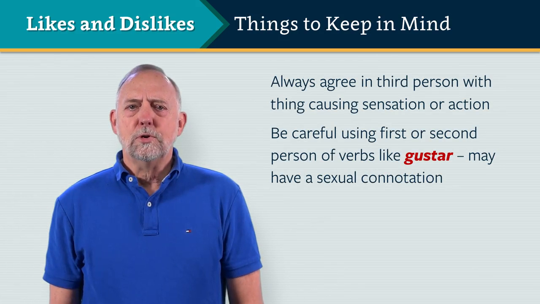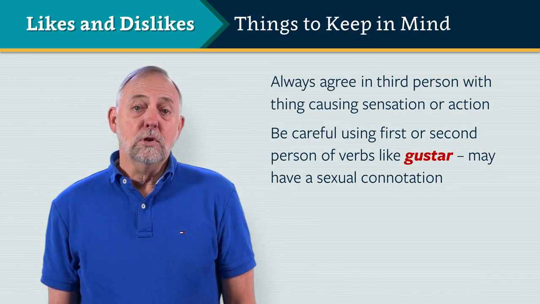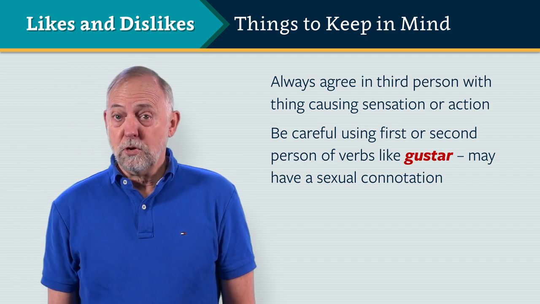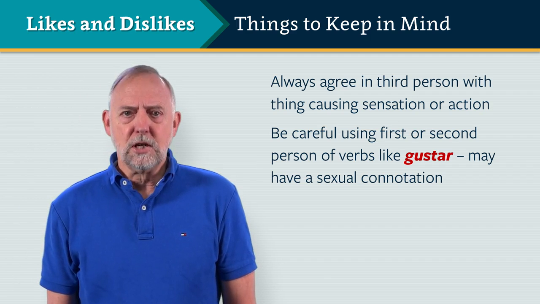Notice that these verbs always agree in the third person with the thing that is causing the sensation or the action. Be careful: using the first or the second person with a verb like gustar, to be pleasing, implies a sexual connotation.